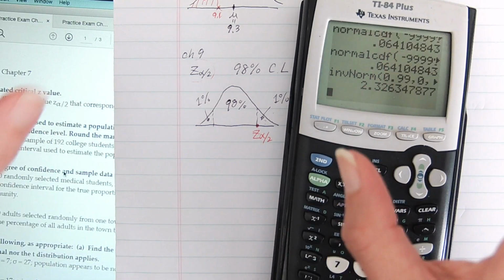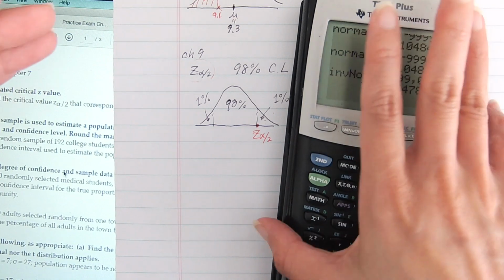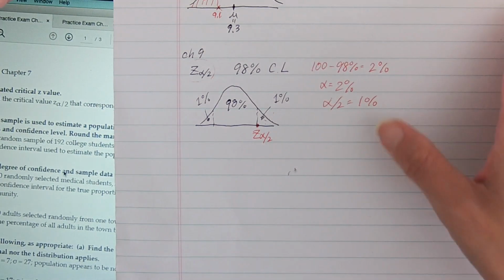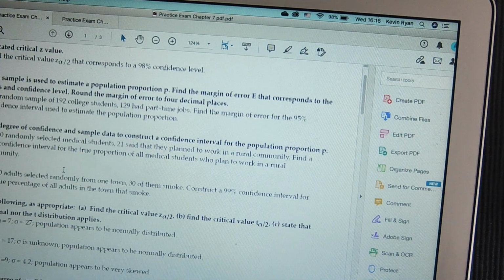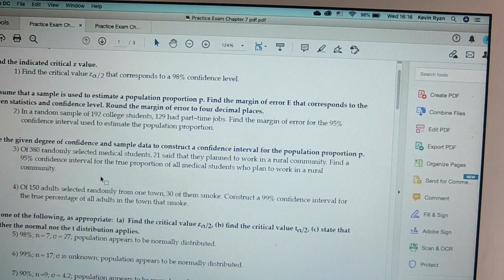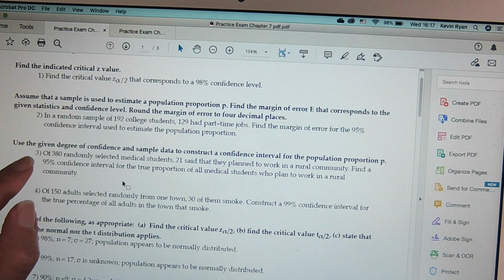You guys see that? But T is different. T is not the same. We can go over the T later. So let's go to another one. Another type, right? Did you see this one? Number 3, a different type.